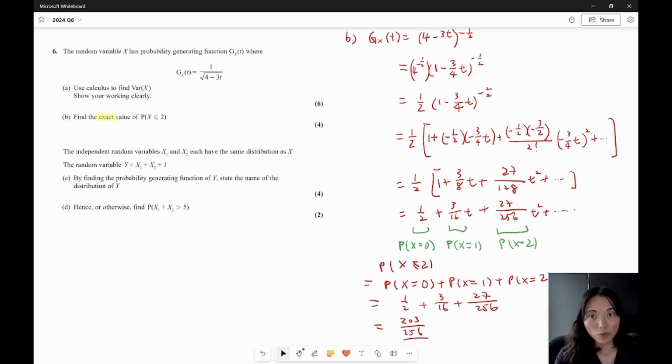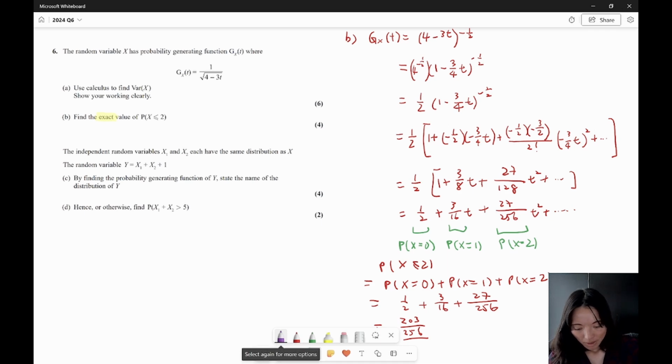Make sure you don't write this as a decimal because the question is asking for the exact value of the probability that x is less than or equal to 2. So that's our answer. I'm actually going to show you a way to do it a little bit quicker. Let's use the purple pen. We all know that probability of x less than or equal to 2, as we evaluated just now, is this probability.